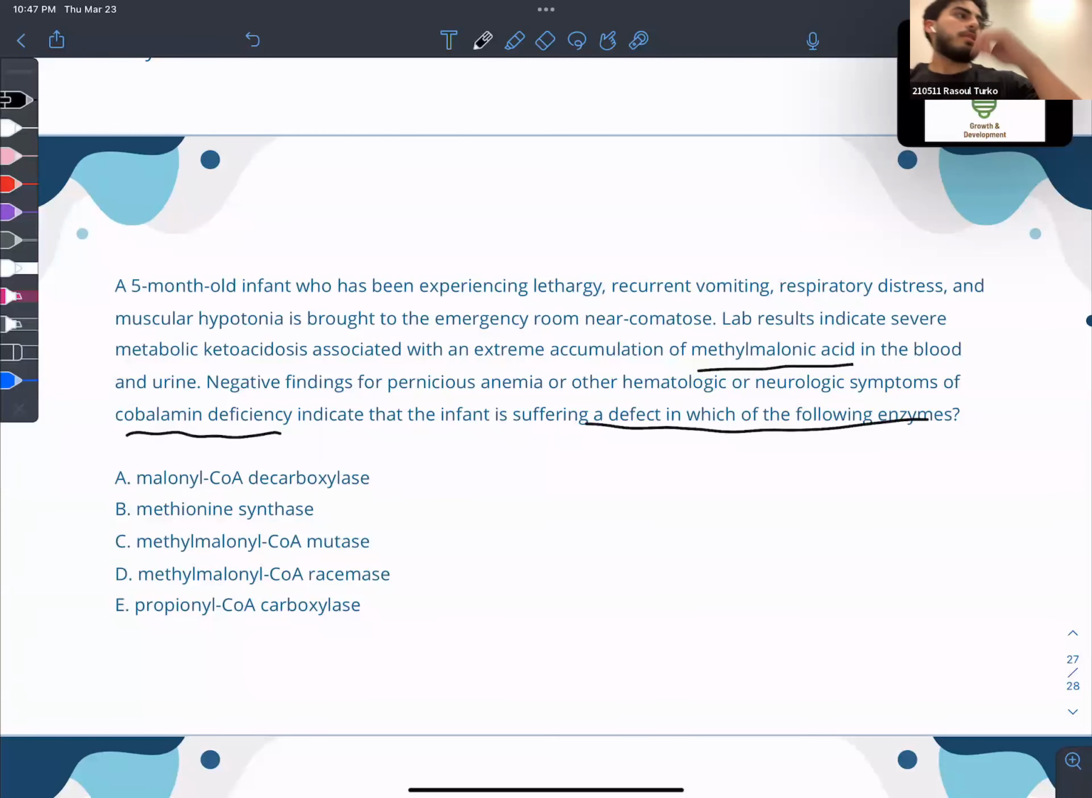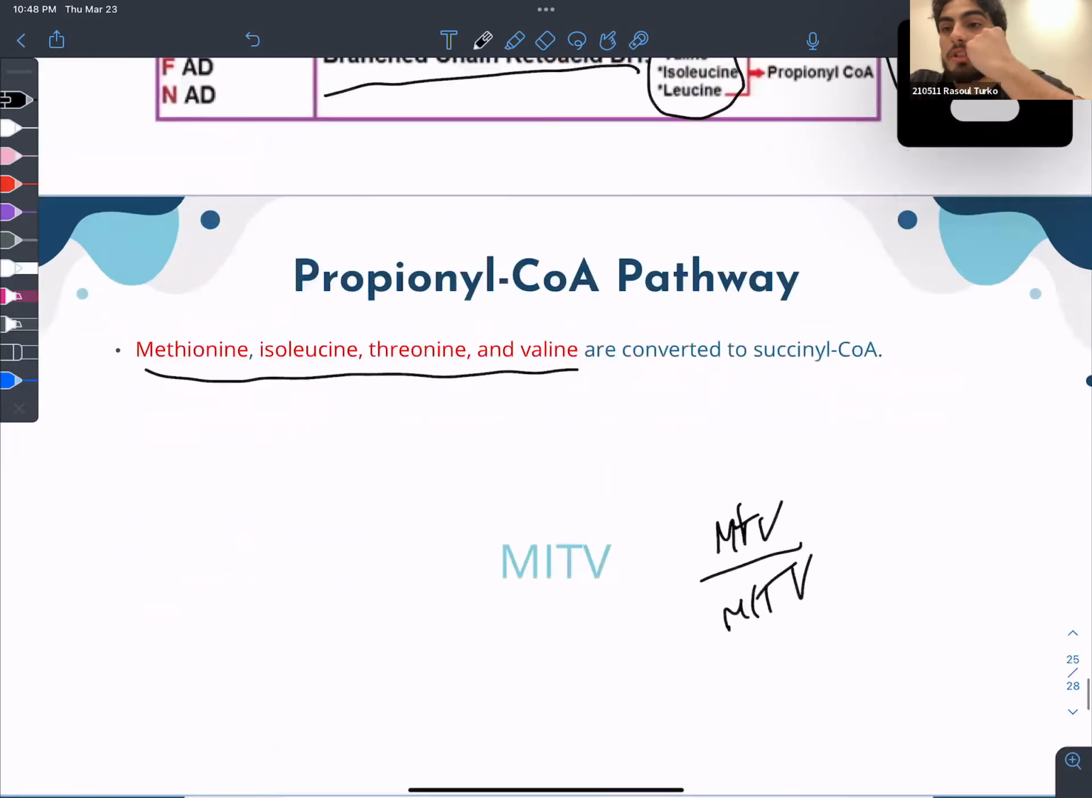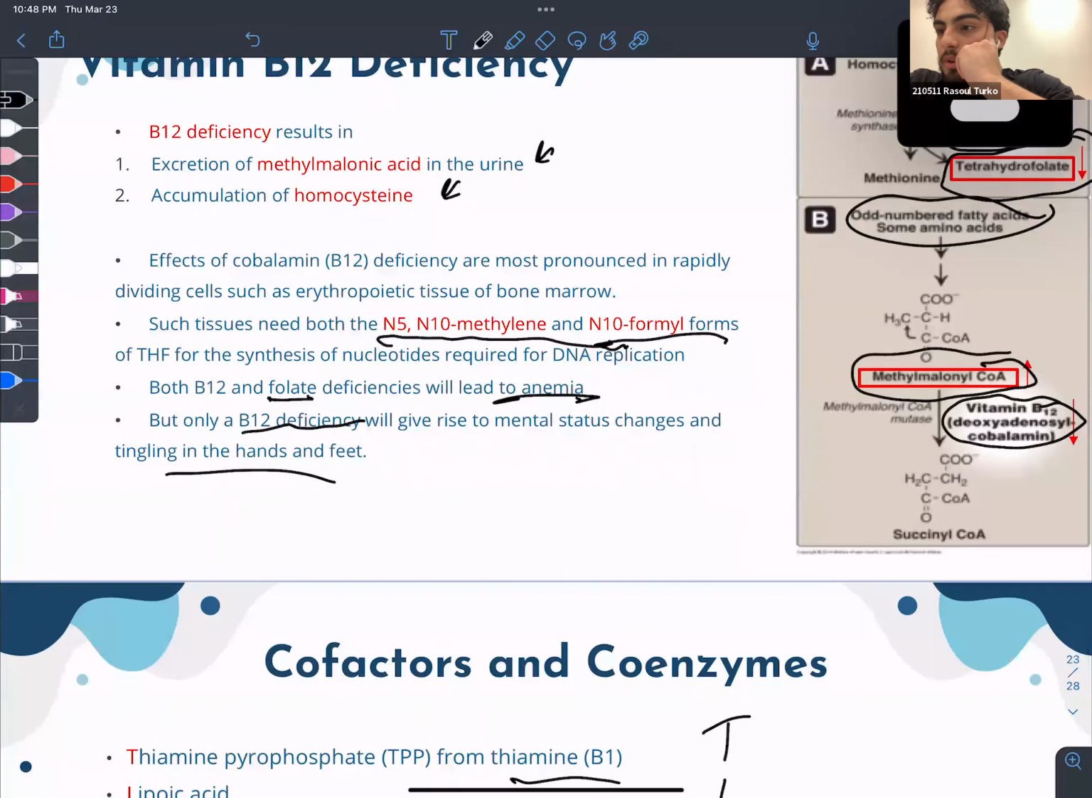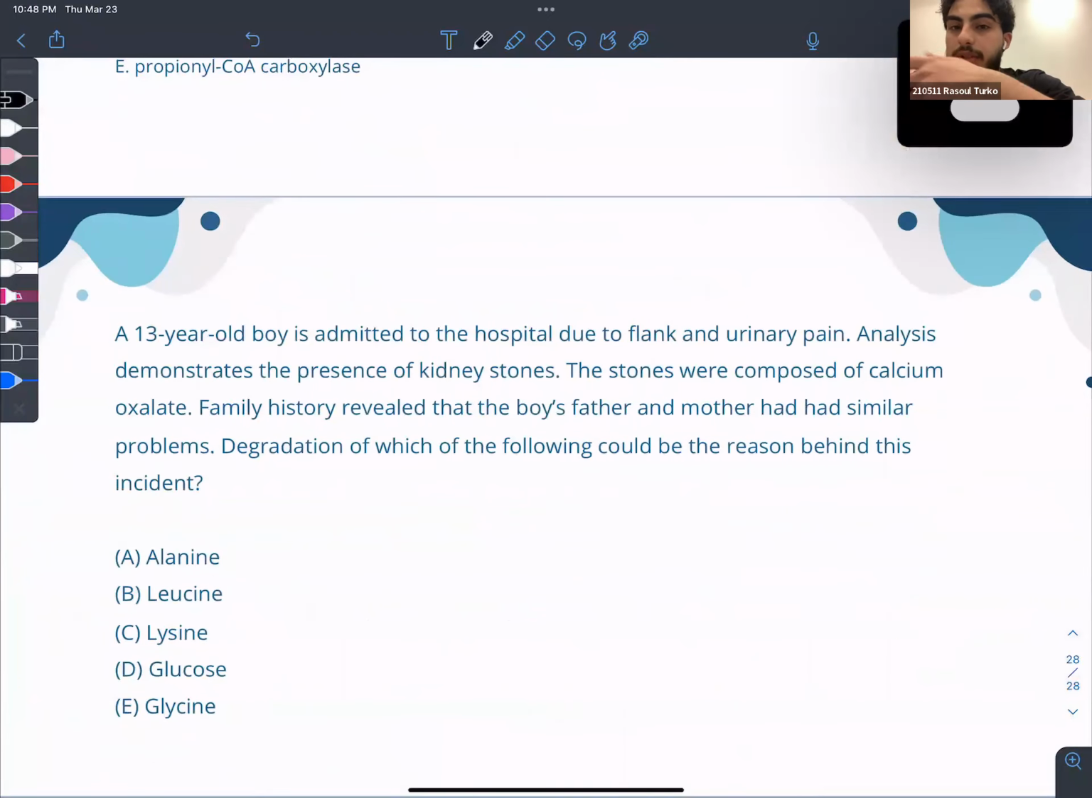What do you guys think? Is it C? Yeah, it is C. So again, C, this is the enzyme we talked about here, methylmalonyl-CoA mutase, and that needs a cobalamin. So when there's cobalamin deficiency, that means there's something wrong with that pathway. So that enzyme is not working.